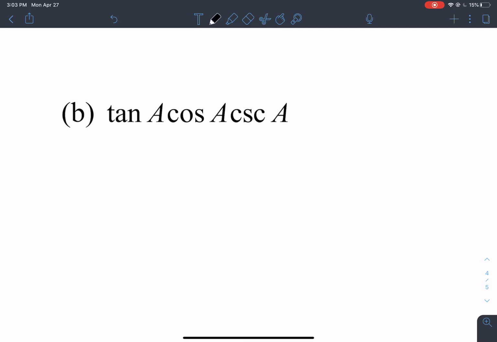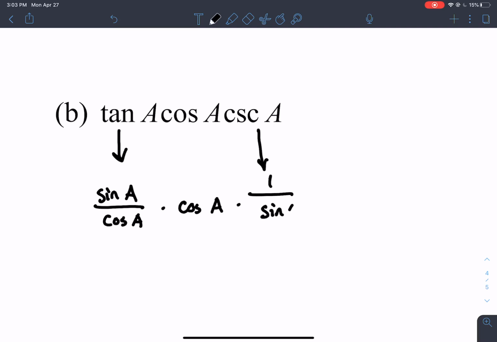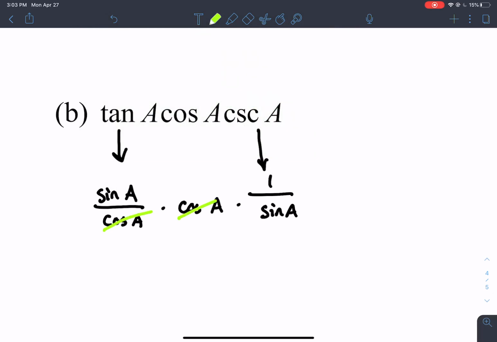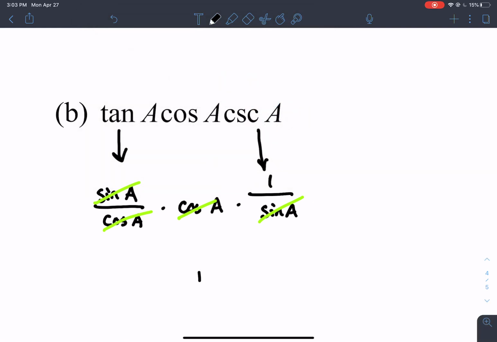Okay, number 2, I'm going to change everything to sine and cosine. So tangent just becomes sine over cosine, times cosine, times 1 over sine. Okay, so cosine's going to cancel, sine's going to cancel, and then you're just left with 1.